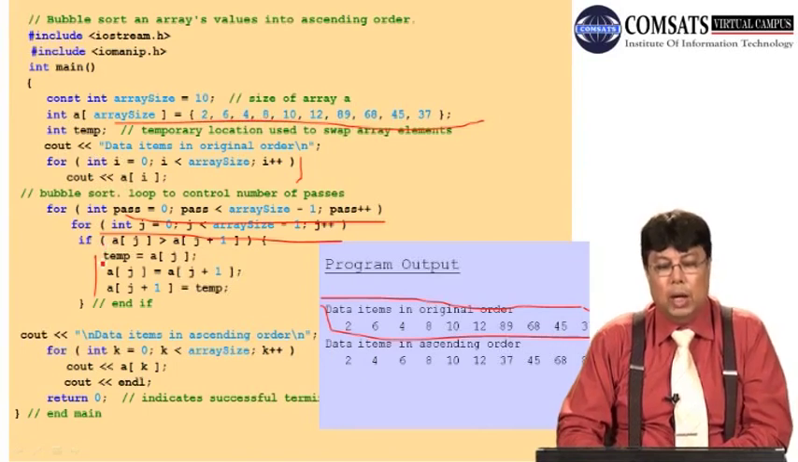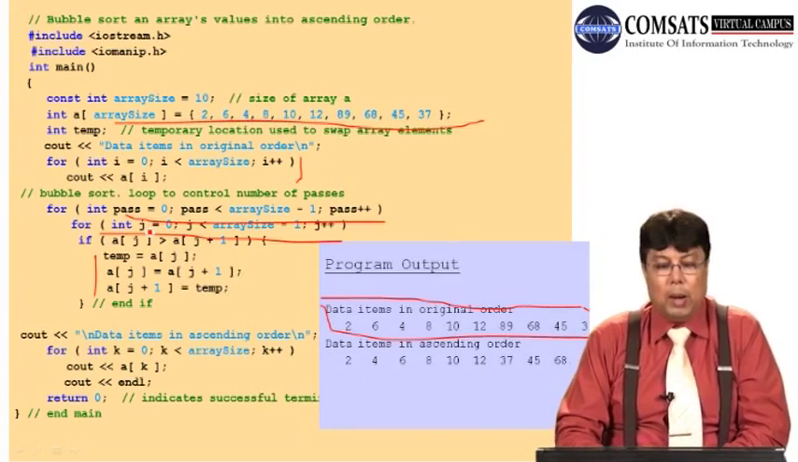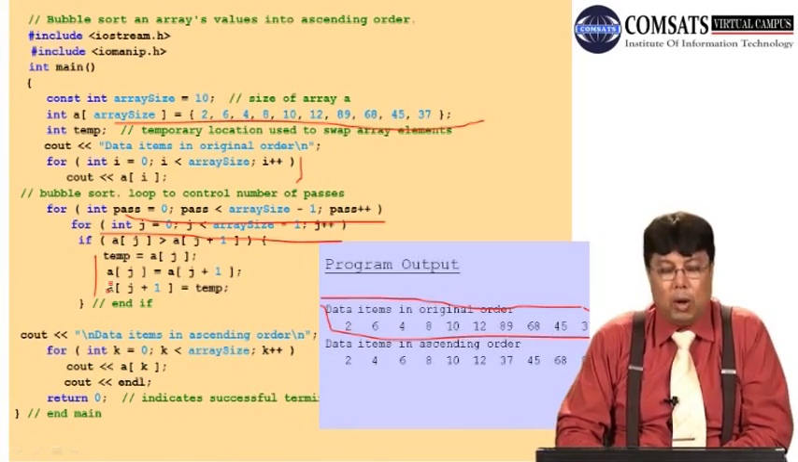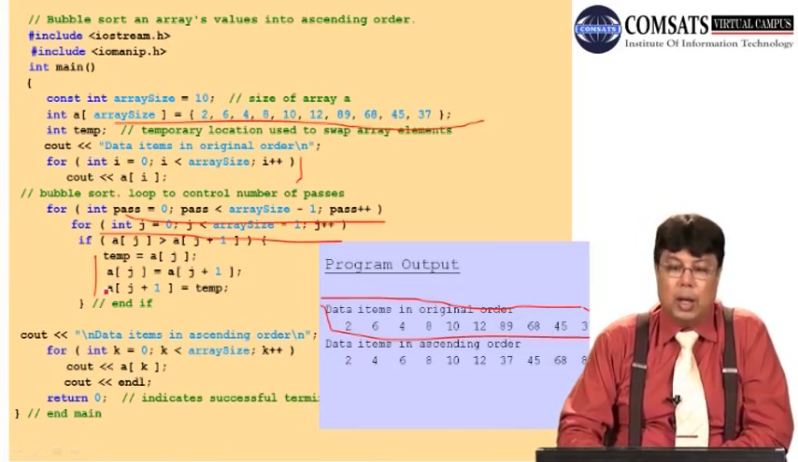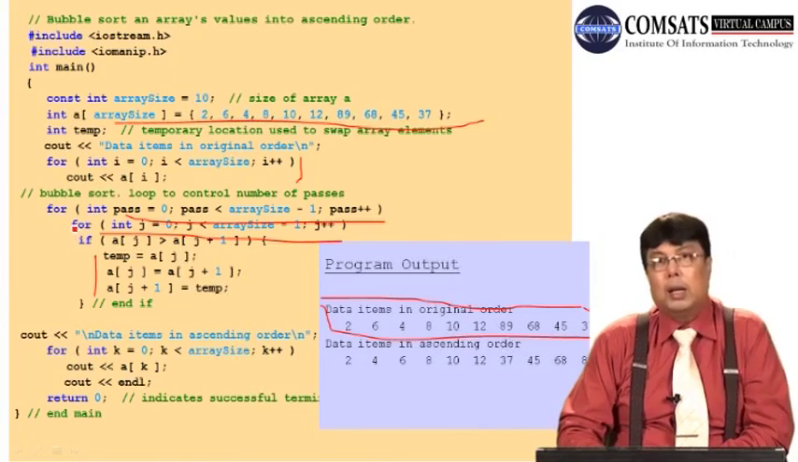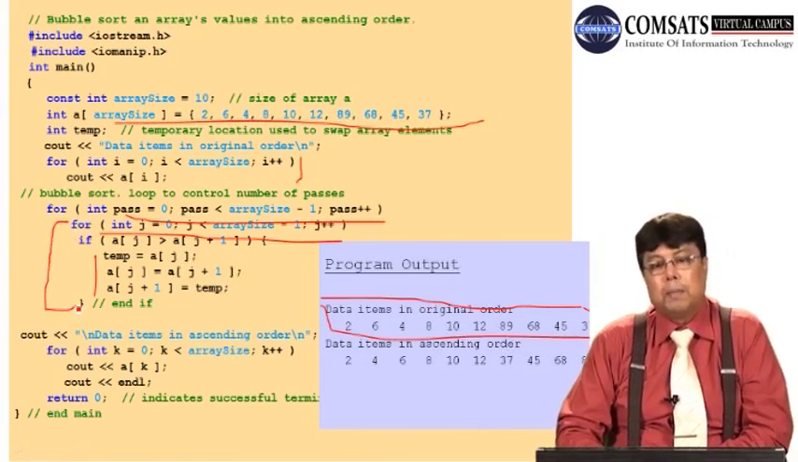And for the next value, now j is equal to 1. Now we compare a of 1 with a of 2. Then we compare a of 2 with a of 3, a of 3 with a of 4. At any time when the pair of elements are not in order, we put them in order here. So after completing this for loop, basically we are completing one complete pass.